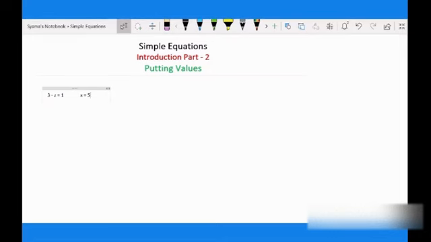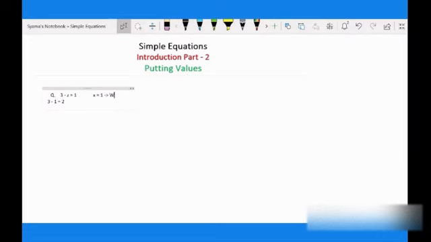Let's start with the value 1. If the z value is 1, we need to substitute 1 in the place of z, like this. 3 minus 1 equals 2. But in the question, the answer is 1, and what did we get in the solution? 2. So this is wrong.